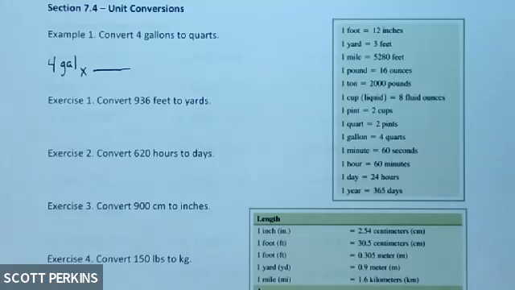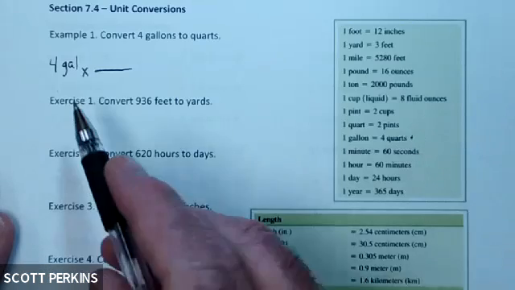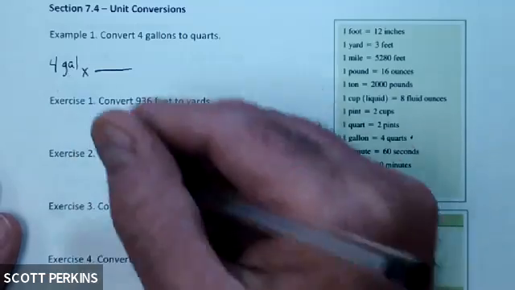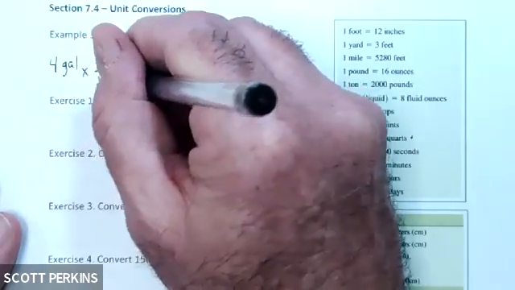So from the chart that I gave you on the side, and I'll give you the chart on the test, I'm not into you memorizing these things. What is the relationship between gallons and quarts? We can see right here that 1 gallon equals 4 quarts. Perfect. So here's how I'm going to use that relationship. Since I started with gallons and I want to get rid of the gallons, I'm going to use the relationship like this: there are 4 quarts in 1 gallon.